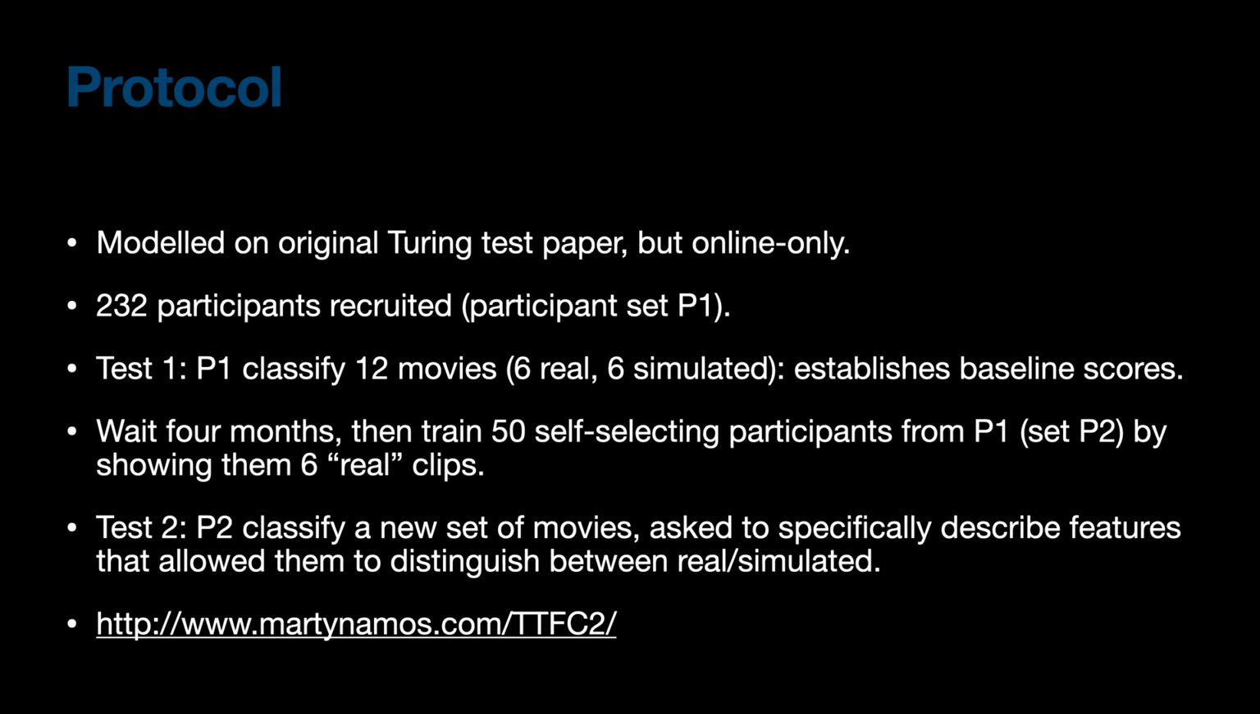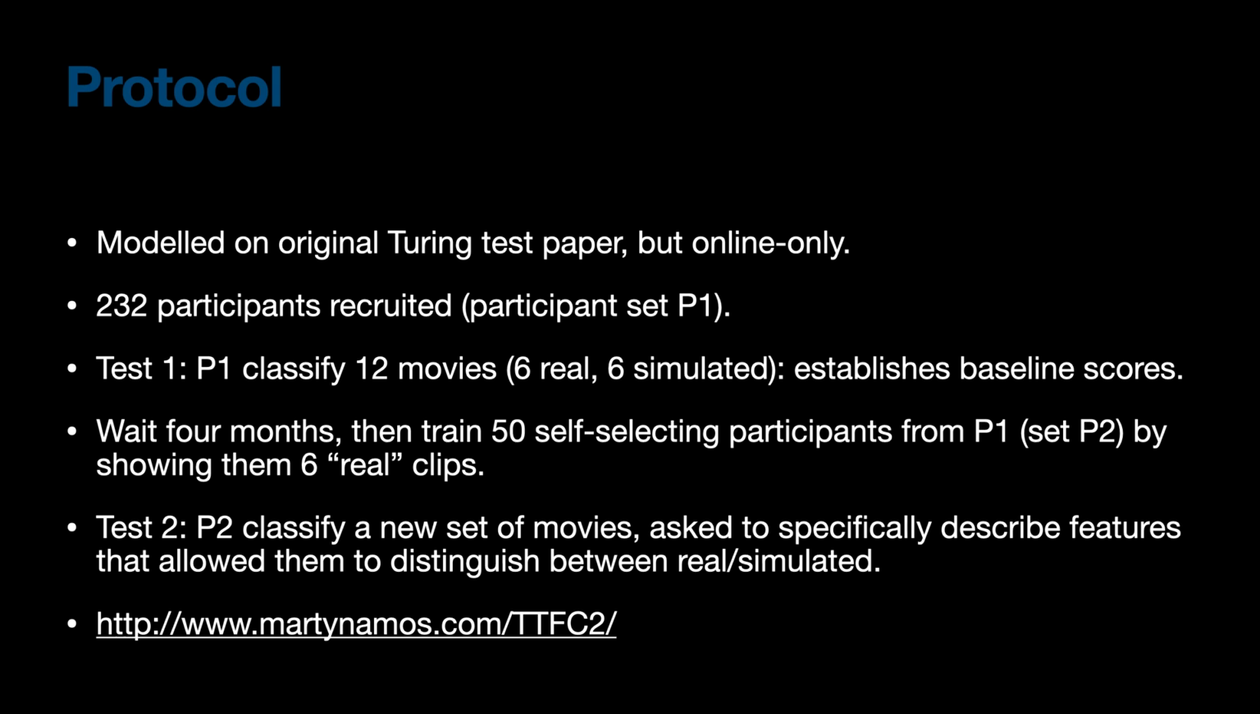So we recruited 232 people online, all of whom took a new version of the 12 movie classification test, and that gave everybody a baseline score. And then we allowed a few months to elapse in order to ensure that there weren't any sort of recency or learning effects. And we then asked people to participate in the second test, and we offered them a £10 Amazon voucher as an incentive, and 50 people accepted our offer.